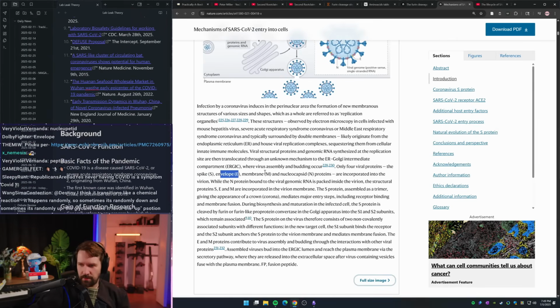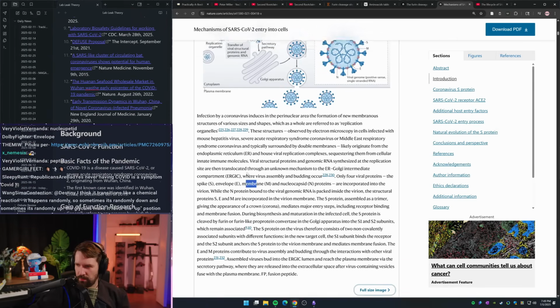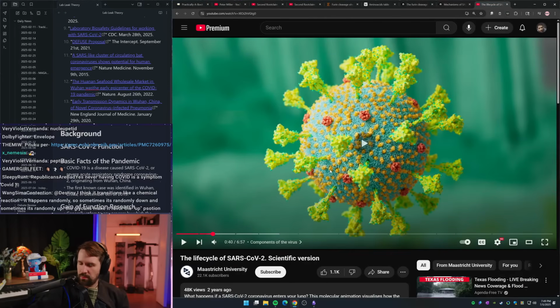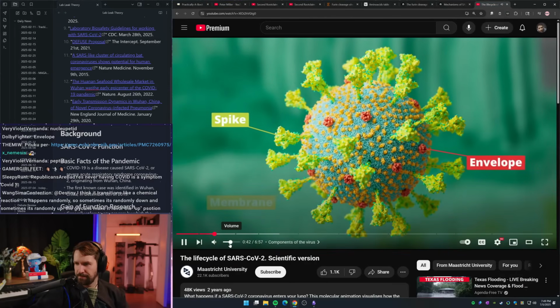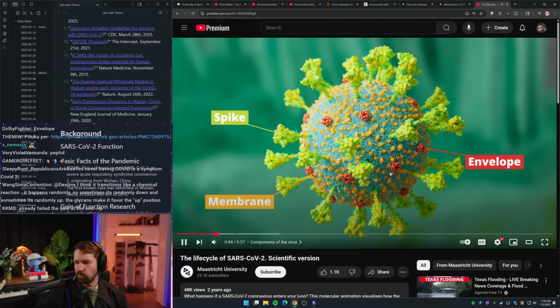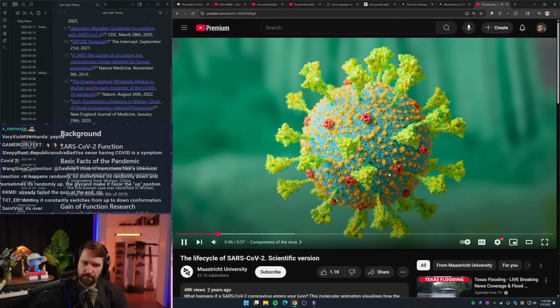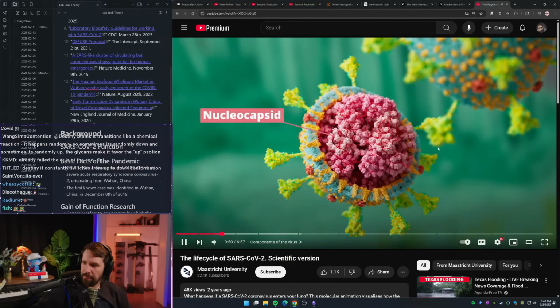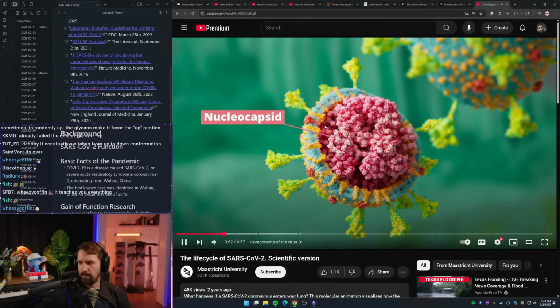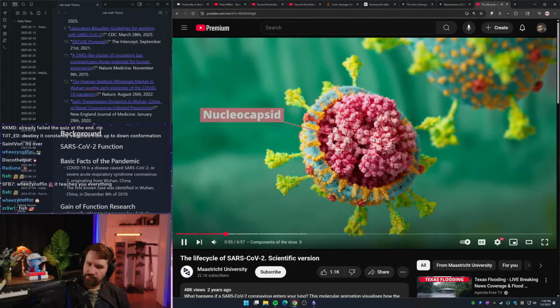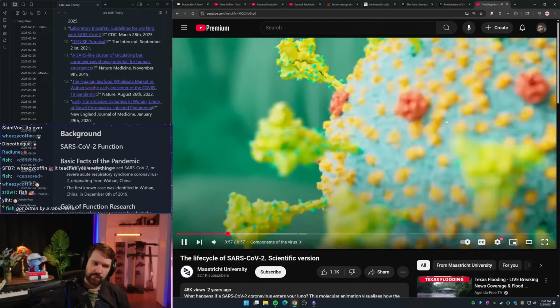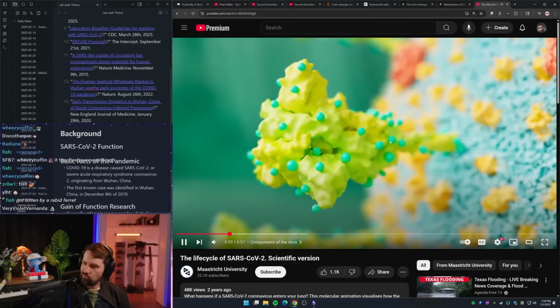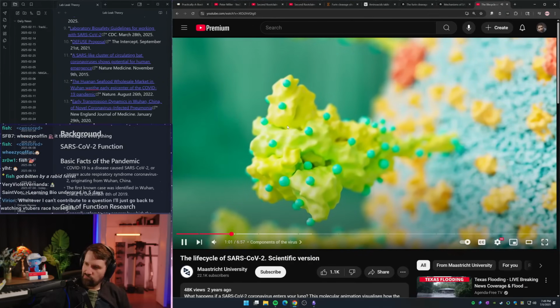Spike, envelope, and membrane proteins are on the outside. Inside the virus, an assembly of nucleocapsid proteins holds together its genetic material, a single strand of viral RNA. The spike protein is responsible for making contact with the host cell and starting the infection.